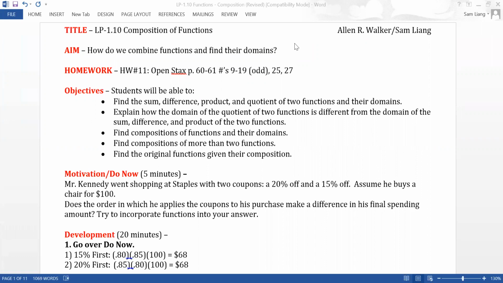Just a disclaimer, this is going to be kind of a long video because we have a lot to cover in this lesson. Today we're going to be talking about composition of functions. Your aim for today is how do we combine functions and find their domains. Your homework is homework number 11.